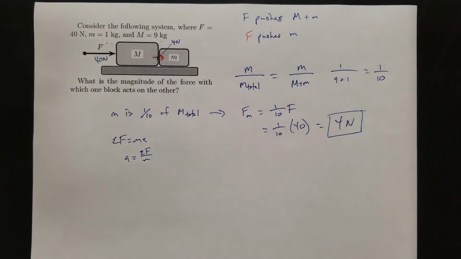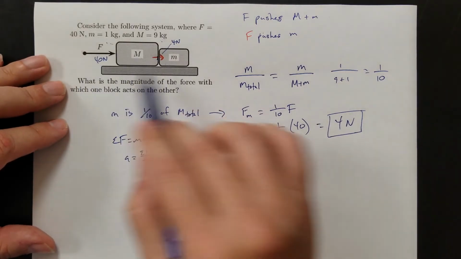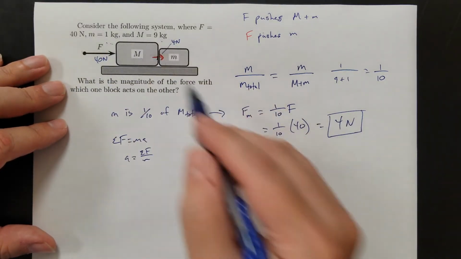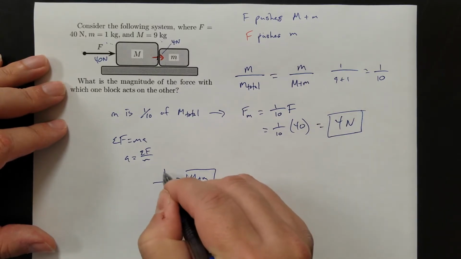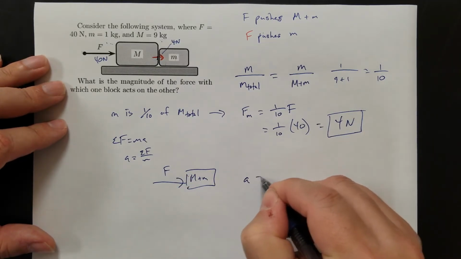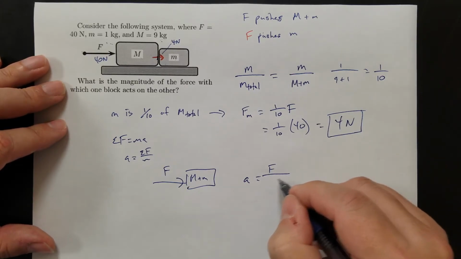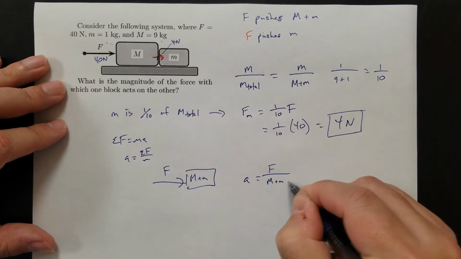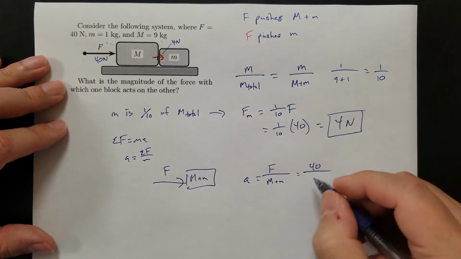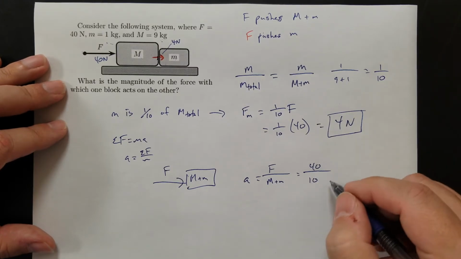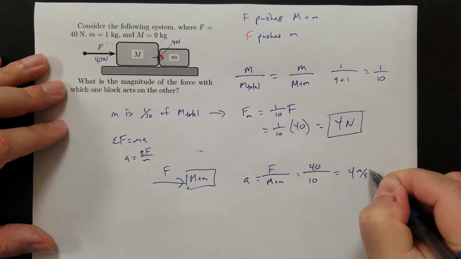And there's another way you could do it, if you wanted to check this: you could write an equation. I could call this whole thing big M plus little m, and here's the force, right? So the acceleration is my force over my mass, which is big M plus little m. That's 40 over the sum of the masses, 9 plus 1 is 10. So my acceleration is 4 meters per second squared.